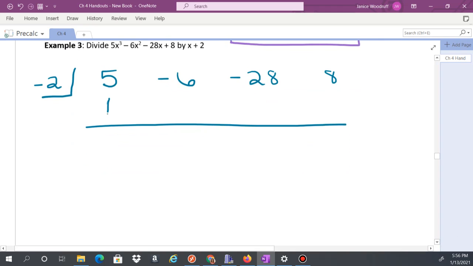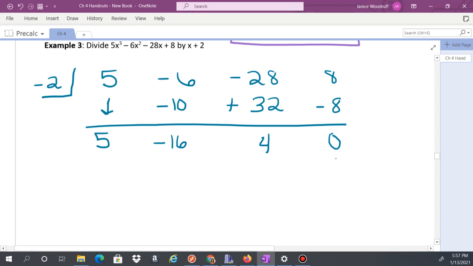All right, so we'll bring down our first term. And we multiply 5 times negative 2, negative 10. That gives us a negative 16. Then multiply negative 16 times negative 2 gives us a positive 32. Negative 28 plus 32 gives us positive 4. 4 times negative 2 gives us negative 8. 8 minus 8 gives us 0.